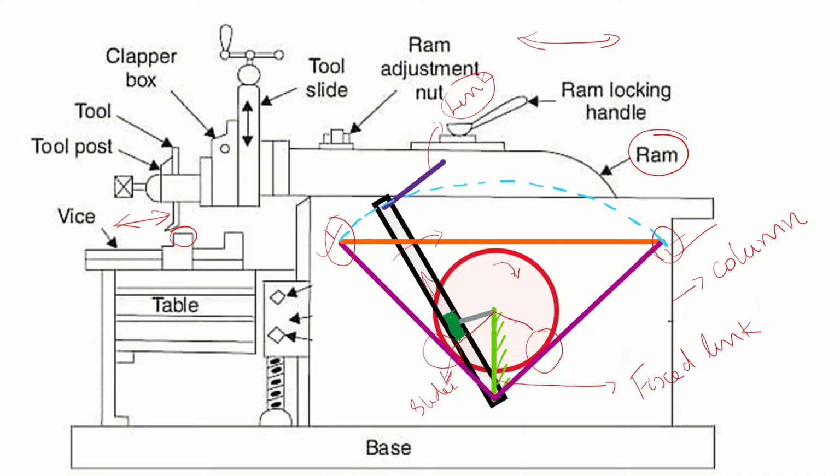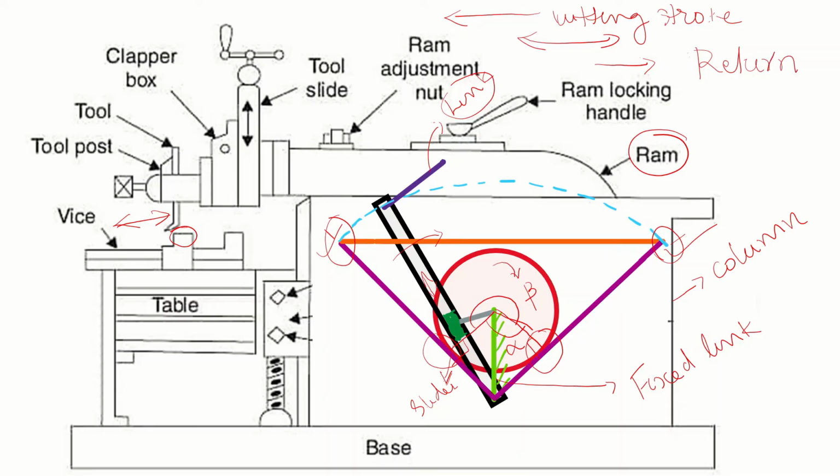And here you can see this portion, this one. If I am just dropping perpendiculars from this side and this side, this angle is obviously an obtuse angle, right? If I mark this angle as beta and this angle as alpha, beta is more compared to alpha. So definitely the cutting stroke is the forward motion. This is the cutting stroke, in this direction, right? And the return stroke is in this direction.